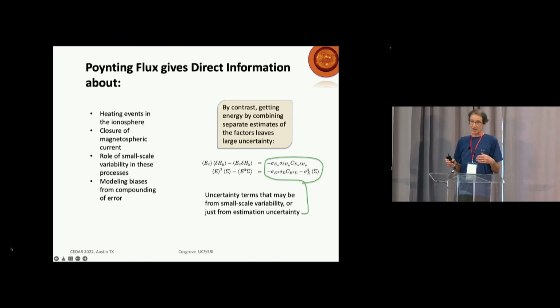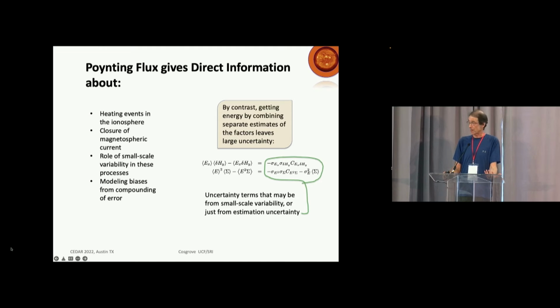Whereas if you try to calculate energy from separate estimations of, say, the electric field and magnetic field, or electric field and the conductance of the ionosphere, you have these variability or uncertainty terms that come in and cloud the picture. And you're not really sure how big those terms are. And there's been, people are doubling the energy and things like this.